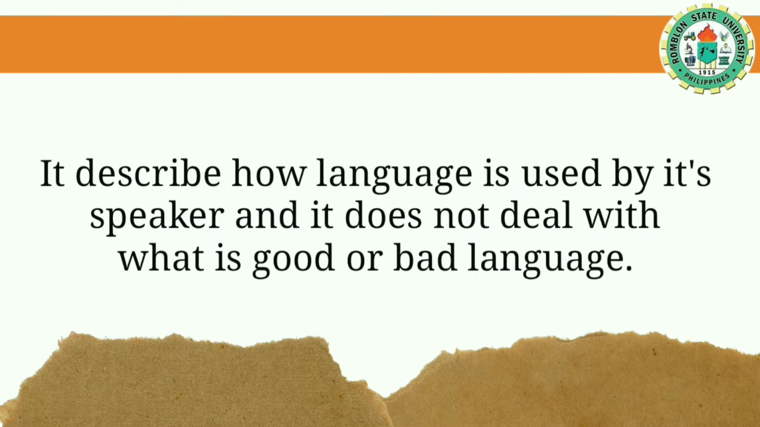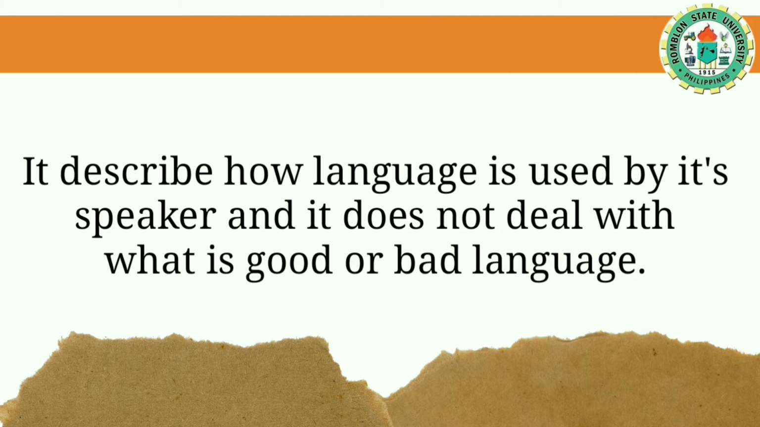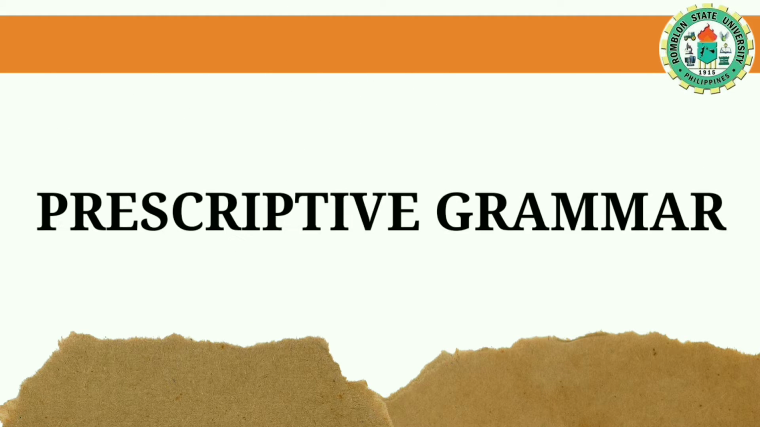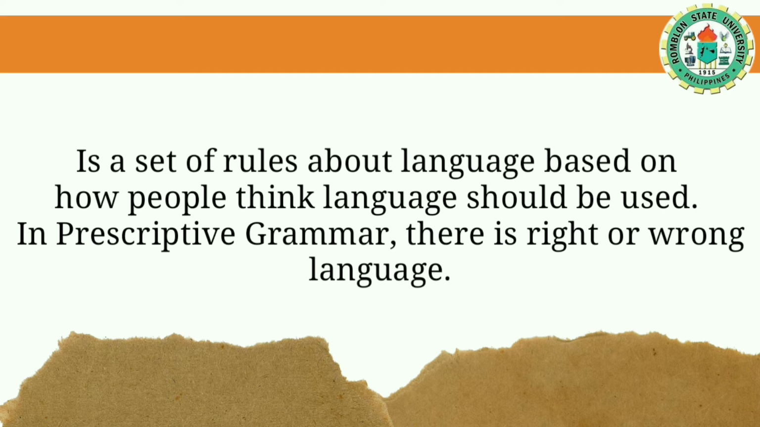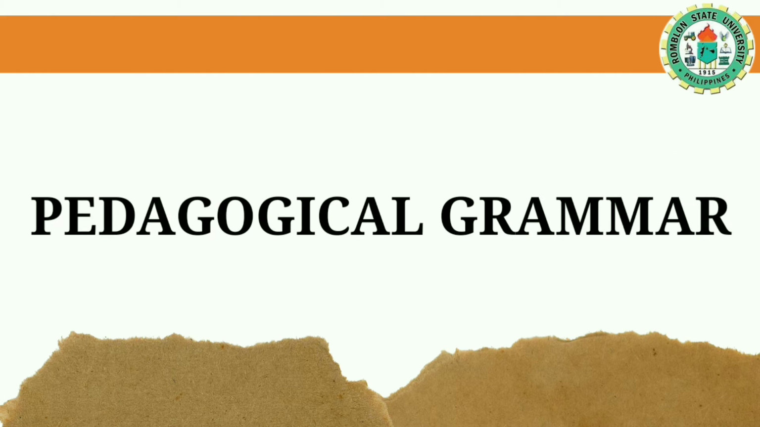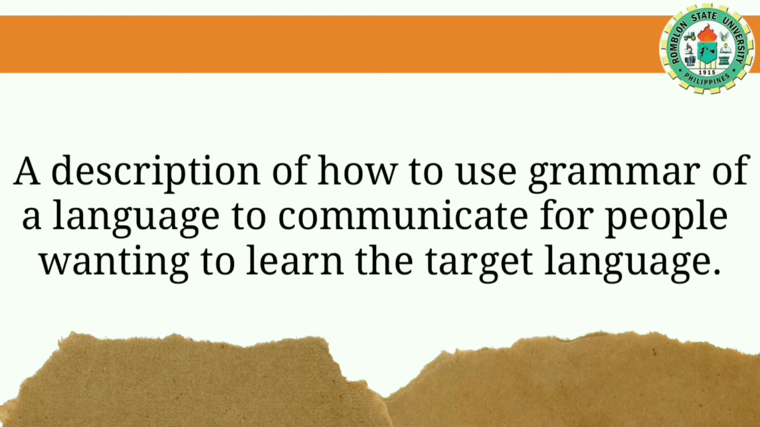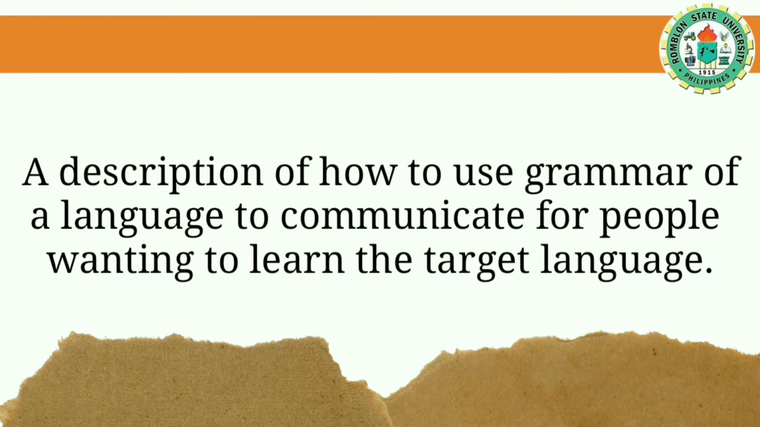Descriptive grammar. It describes how language is used by its speaker, and it does not deal with what is good or bad language. Prescriptive grammar is a set of rules about language based on how people think language should be used. In prescriptive grammar, there is right or wrong language. Pedagogical grammar. A description of how to use grammar of a language to communicate for people wanting to learn the target language.